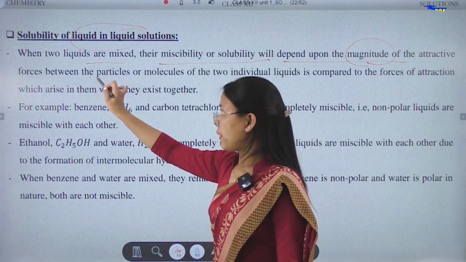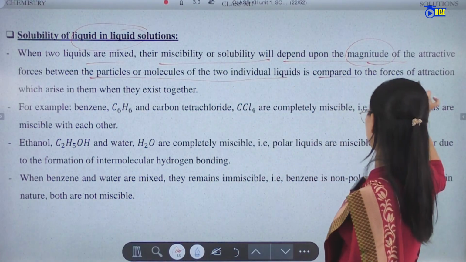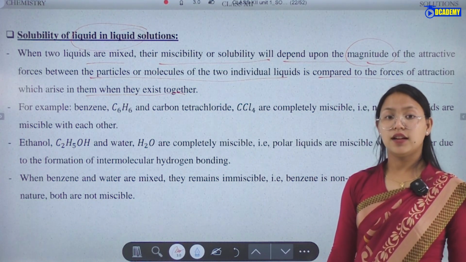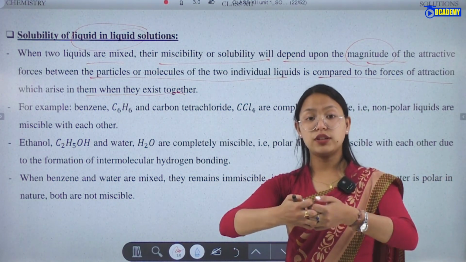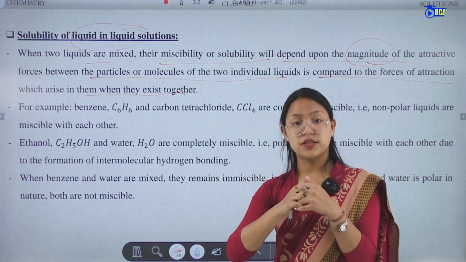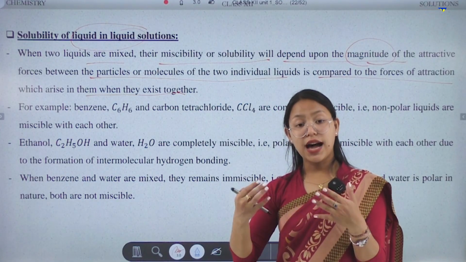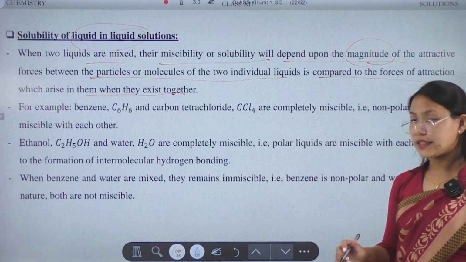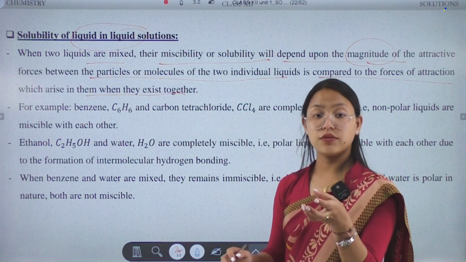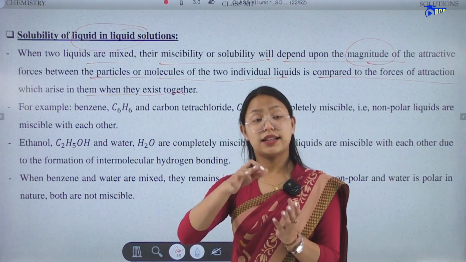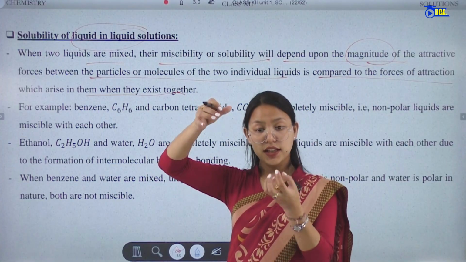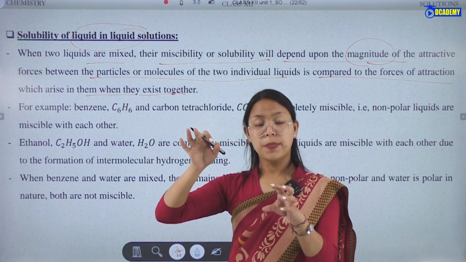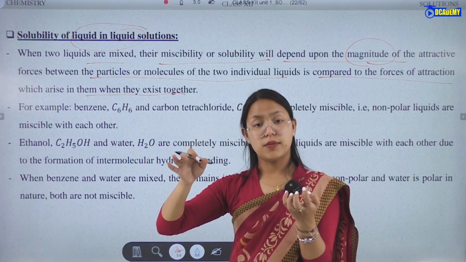It means the force of attraction between the particles or the molecules of the two individual liquids is compared to the force of attraction which arises in them when they exist together. For example, oil and water do not mix together. That means the force in oil is a light, weak force, while water has a strong force.